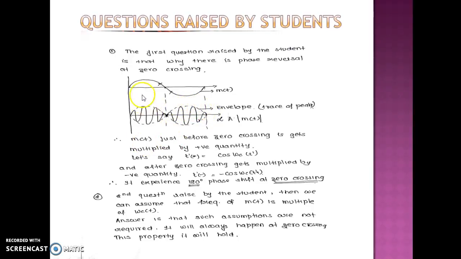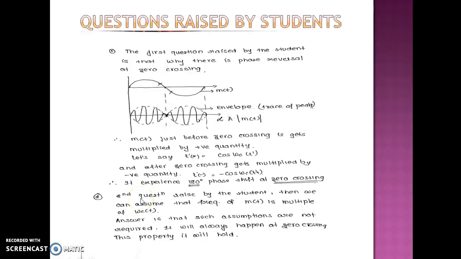Therefore, m(t) just before zero crossing gets multiplied by a positive quantity, let's say t dash, so it will be equal to cos omega c t dash. And just after zero crossing, this message signal gets multiplied by a negative quantity, t dash minus, so it will be equal to minus cos omega c t dash. Here we can see that this is positive and this is negative, so it experiences a 180-degree phase shift at zero crossing. That's why over here we are getting a phase shift of 180 degrees.